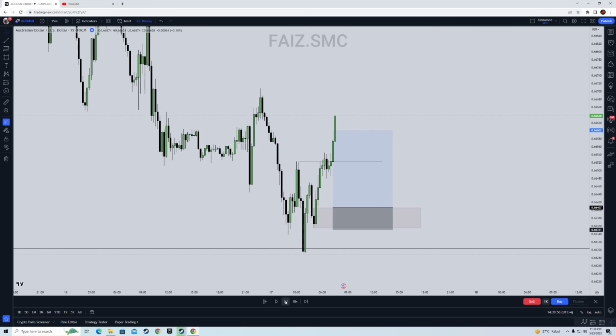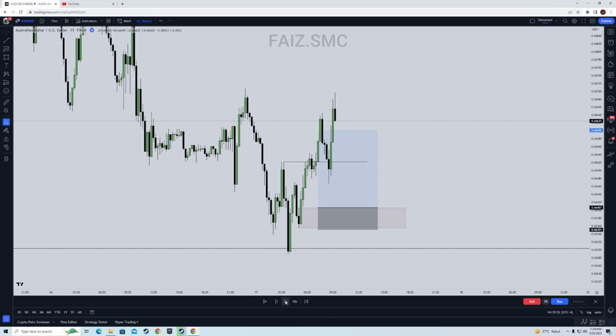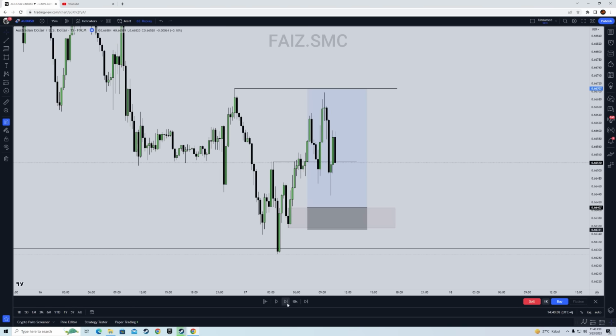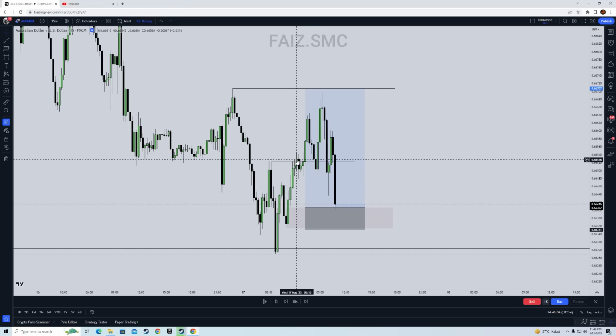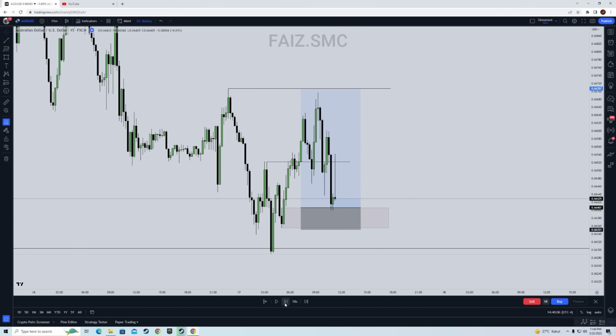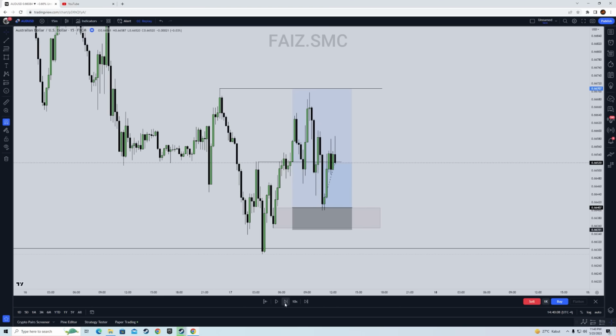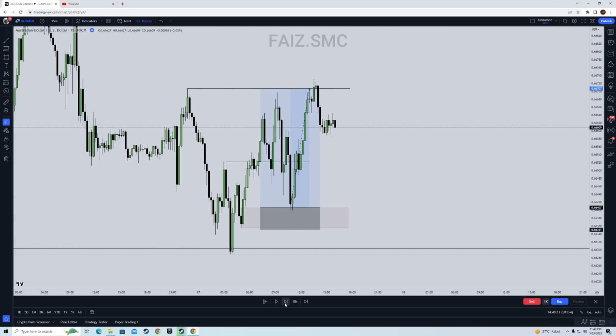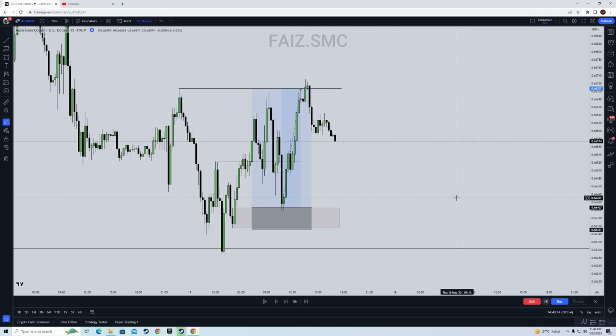So let's see how this plays out. Actually, it got taken out. So now my target would be these equal highs here. I'm going to put it here, and let's see how this plays out. We did have our market structure shift during kill zone hours, and as you can see, price taps into our POI, we hit our take profit, and then we reverse. So this is the power of turtle soup, guys.